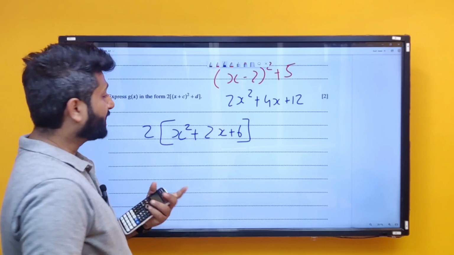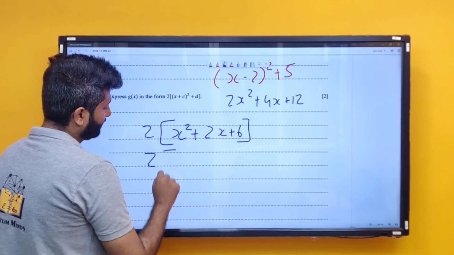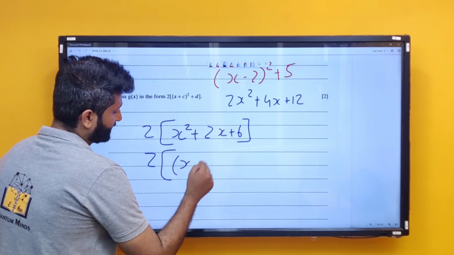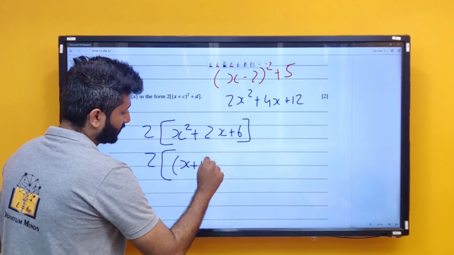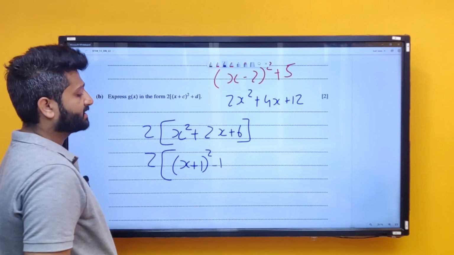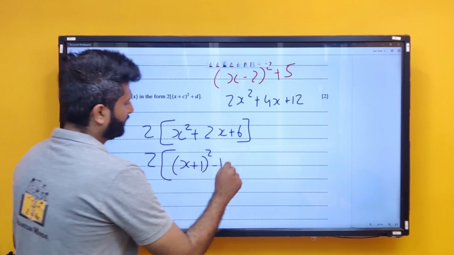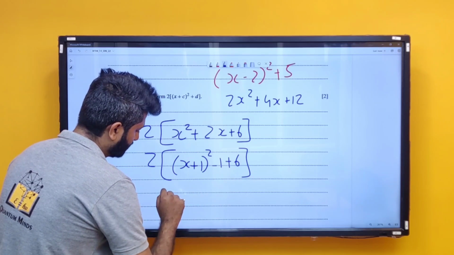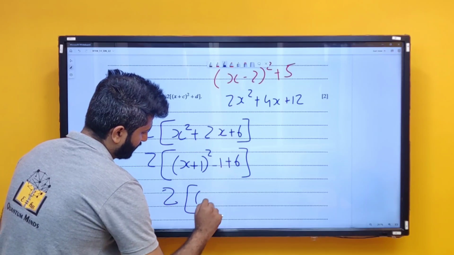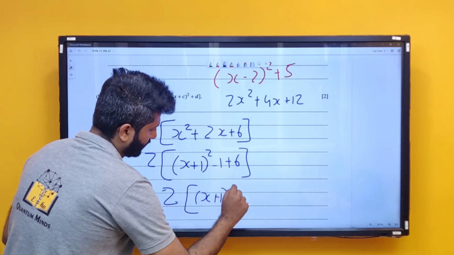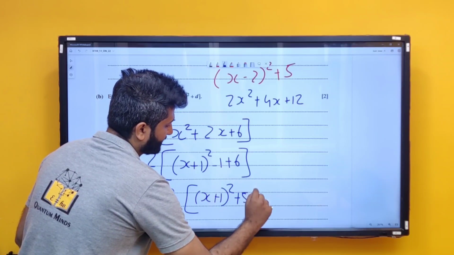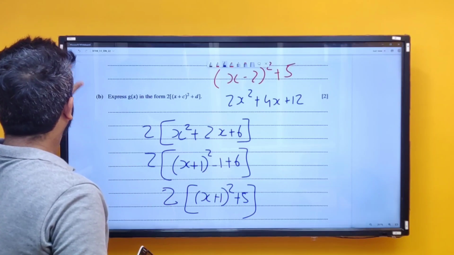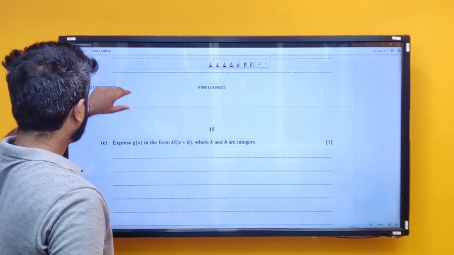Now let me apply the formula of completing the square. So you have 2, this will be x, half of 2 is 1. So 1 square minus 1 square is 1, plus 6. Minus 1 plus 6 is again 5. So 2 into x plus 1 square plus 5. This is my answer. Next question.